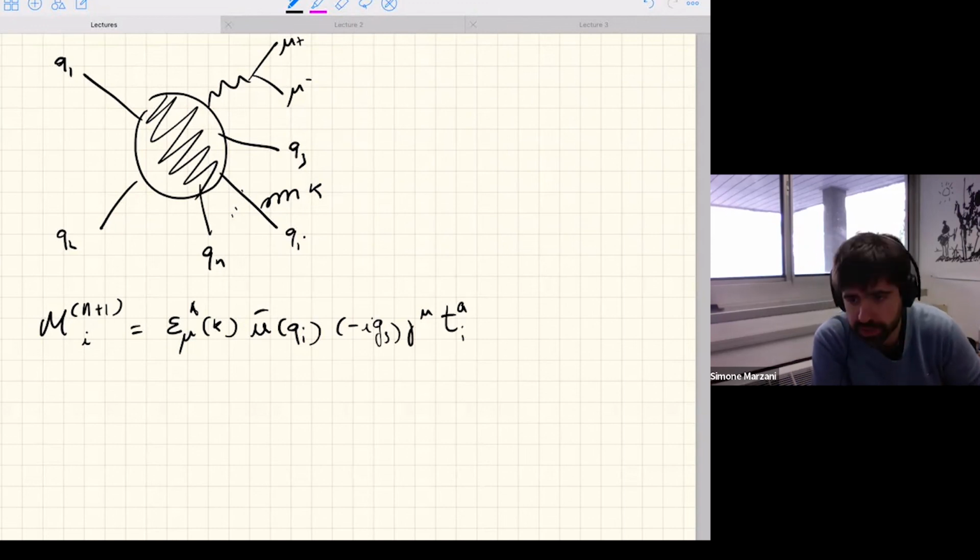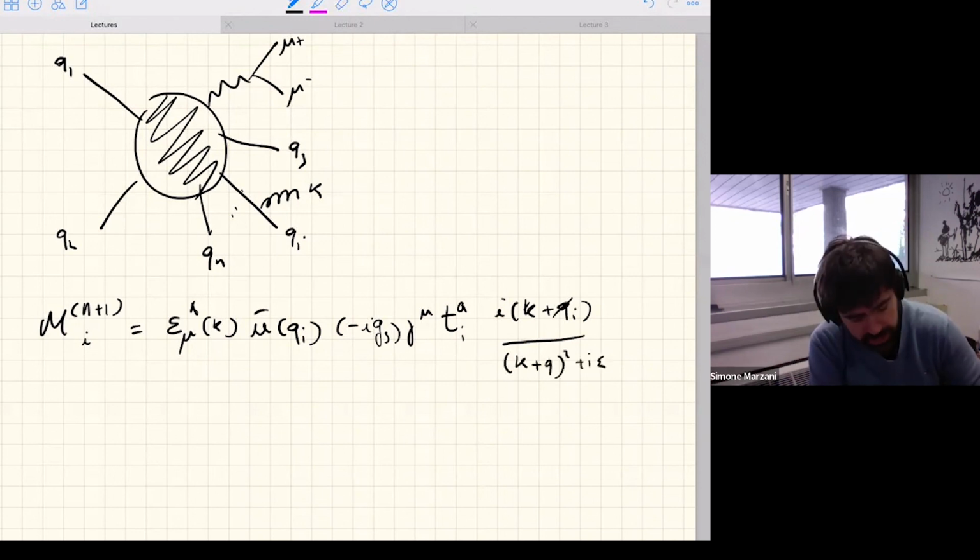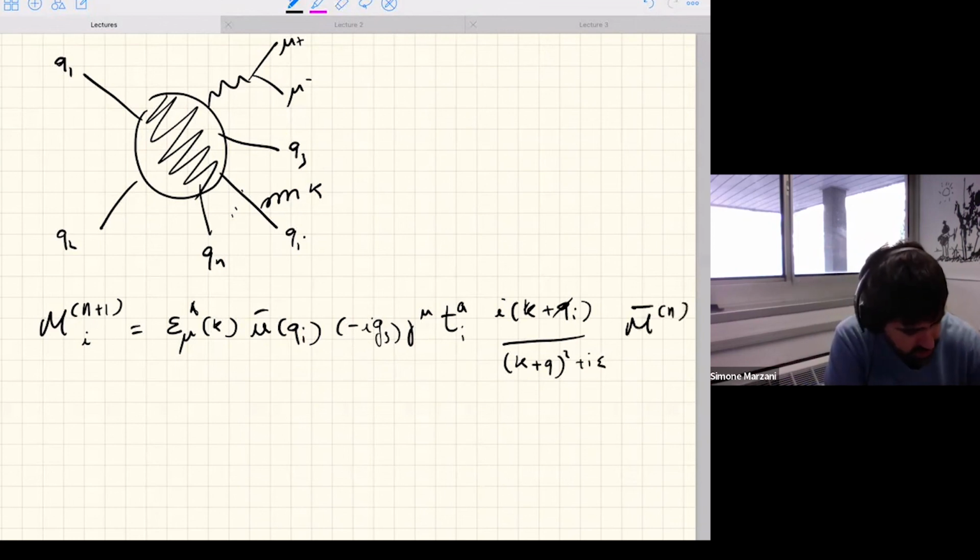Let's imagine it's a quark. I have the propagator, Q plus k, over epsilon, and then I have a reduced matrix element, which is essentially anything, all of this.